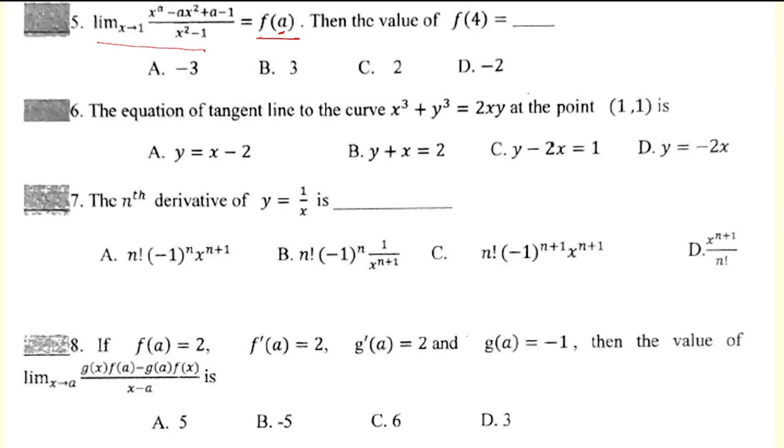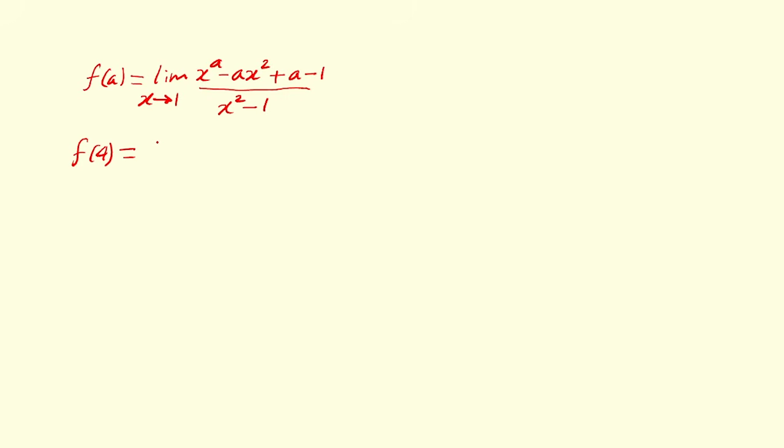Now you are asked to find f of 4. Look, what's f of a? This is f of a, what we have given. Now find f of 4. So when a is 4, limit of x to the power of 4 minus 4x squared plus 4 minus 1 over x squared minus 1 as x tends to 1.